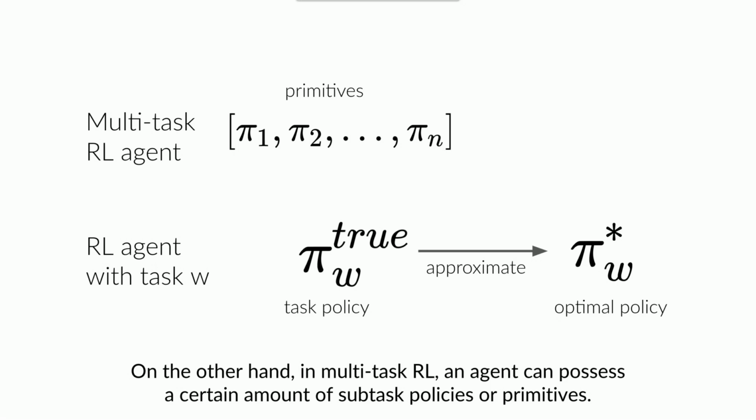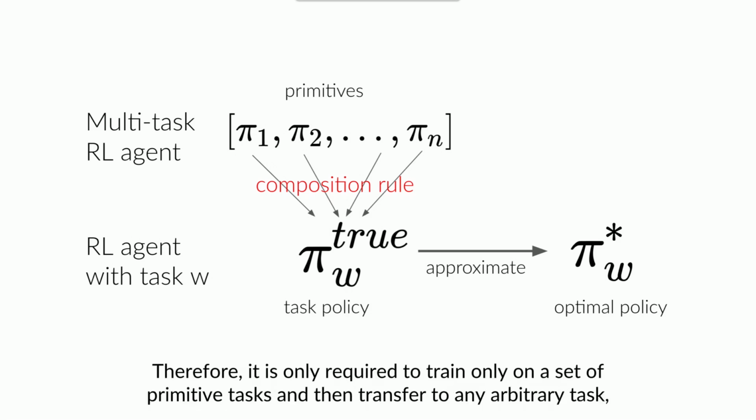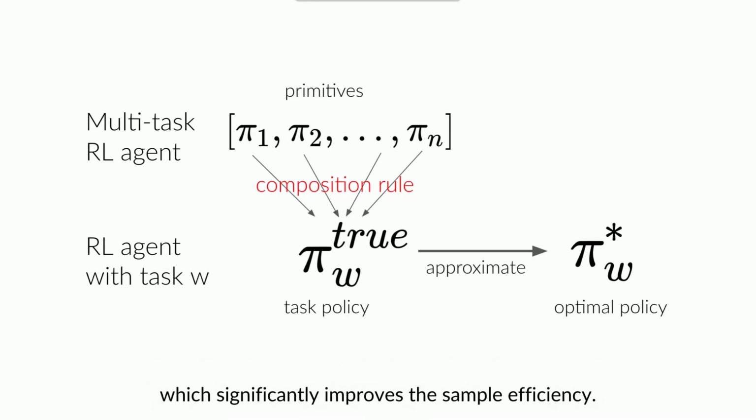On the other hand, in our multitask reinforcement learning, an agent can possess a certain amount of subtask policies or primitives. Its goal is to recover the true policy of each task by composing these primitives. Therefore, it is only required to train on a set of primitive tasks and then transfer to any arbitrary task, which significantly improves the sample efficiency.